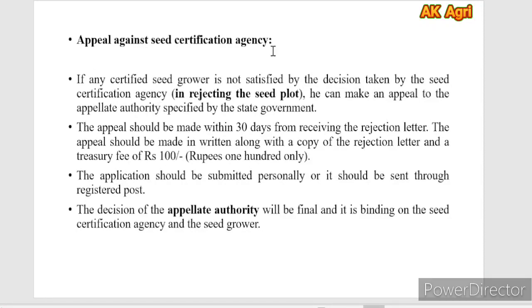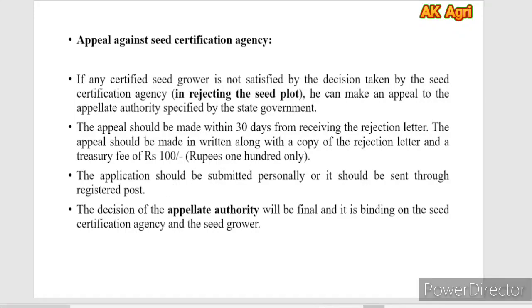Then appeal against the seed certification agency. If the seed plot is rejected by the seed certification agency, but the grower is unsatisfied with the decision, in such a case the grower or producer can appeal to the appellate authority specified by the state government. The appeal should be made to the appellate authority within 30 days from receiving the rejection letter, by remitting the prescribed fee of 100 rupees.